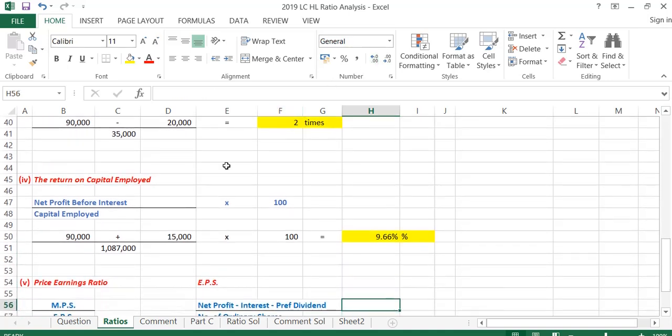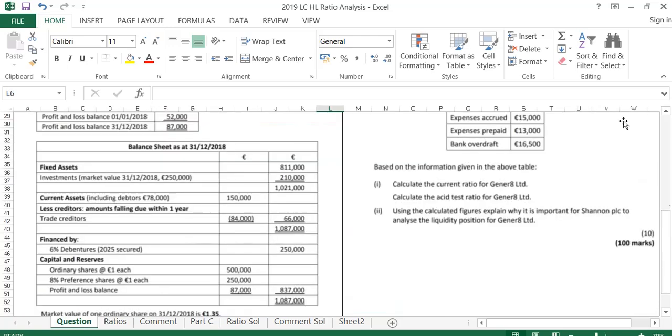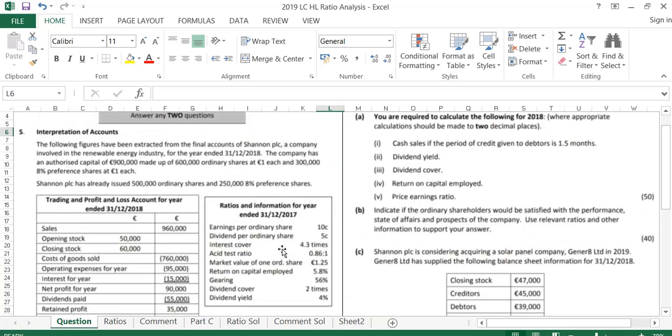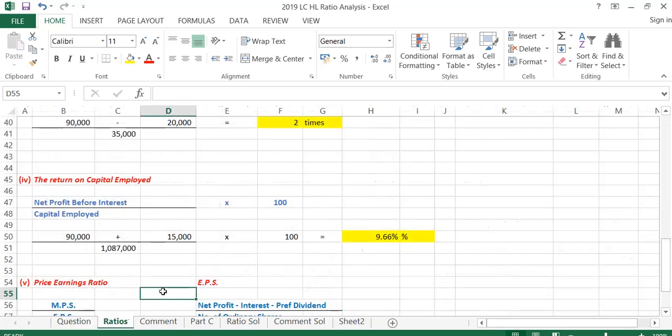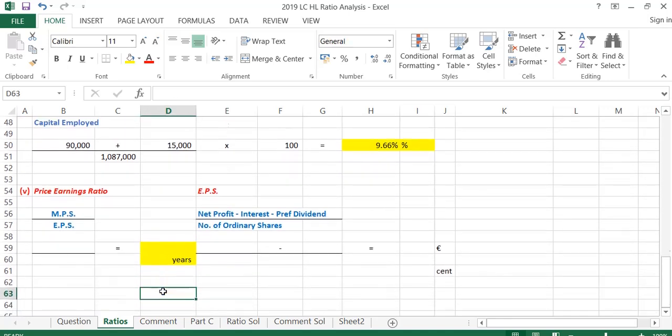And the last ratio we're asked to calculate is the price earnings ratio. So the price earnings ratio is market price per share over earnings per share. Now again, the market price per share we are given in the question. It's easy, it's €1.35 or 135 cents. And we have to put that over the earnings per share. Now unfortunately the earnings per share again is a separate ratio we need to calculate.